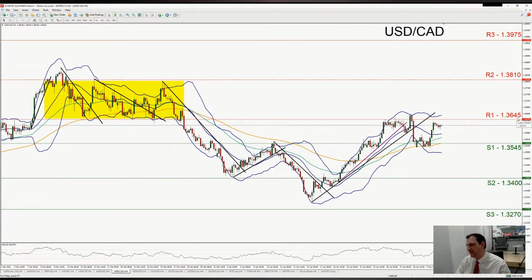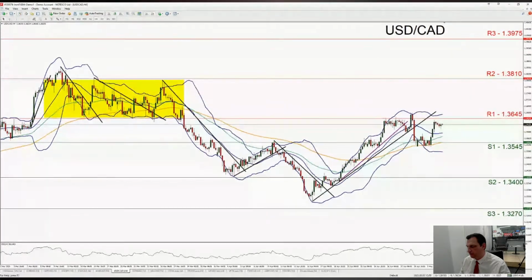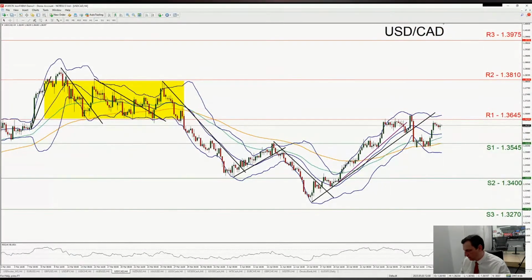And such a sideways motion could be maintained between the R1 and the S1. It's interesting how the RSI indicator has flattened out just above the reading of 50. It's actually right now at 58. So that may also imply, or if you prefer, allow for the sideways motion to be maintained.